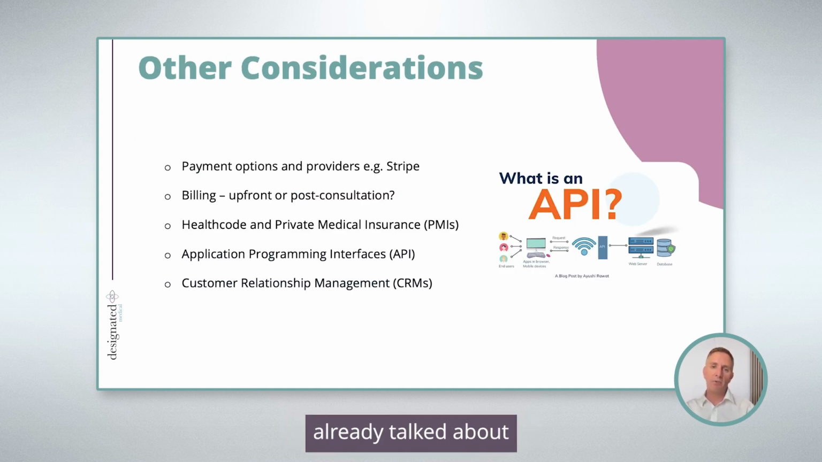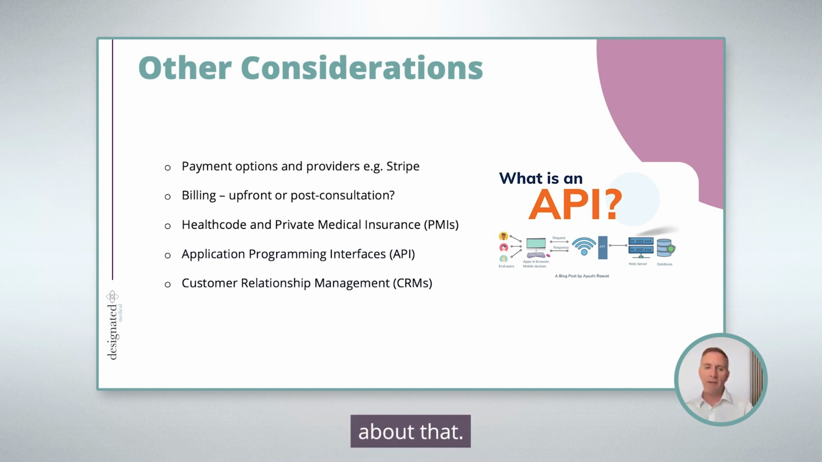Other considerations, we already talked about payment options and providers. So does it integrate with Stripe or Go Cardless? What are you going to do about billing? A really important consideration. What about private medical insurance and the PMIs and health code? Does that come out of the box as standard, or are you going to need to pay a developer to integrate it with something else?